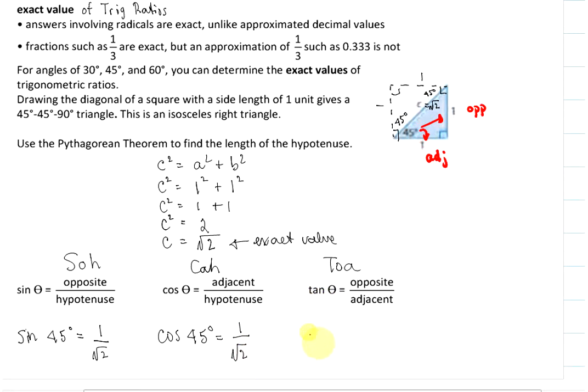And then the tangent of theta, and in this case the tangent of 45 degrees, is opposite over adjacent, so opposite being 1, adjacent being 1, so 1 over 1, and so the tangent of 45 degrees is equal to 1. So these are exact ratios for sine 45, cos 45, and tan 45. And notice, because we have an isosceles right triangle, our sine and cosine of 45 degrees are both 1 over root 2. You need to remember these. So probably the best way to do that is to memorize the triangle.